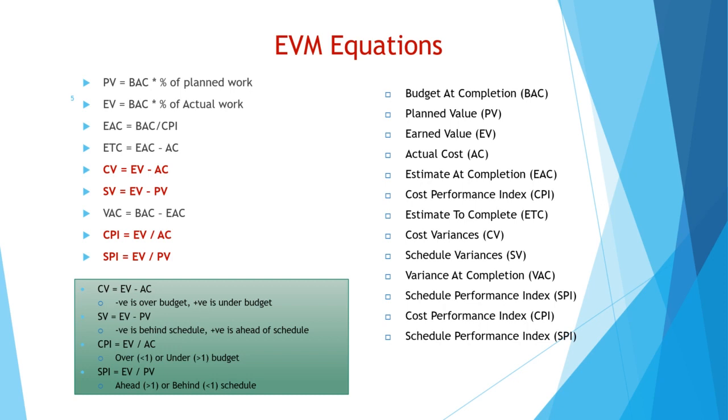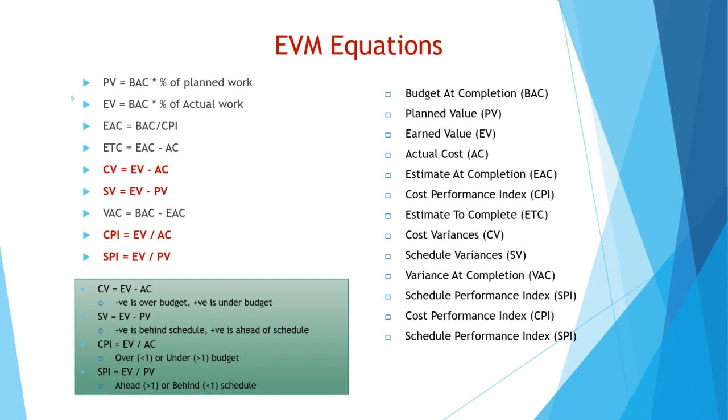And when we calculate cost variance, if it is negative, the project is over budget. If it is positive, the project is under budget. Schedule variance, if it is negative, it is behind the schedule. If it is positive, it is ahead of the schedule.